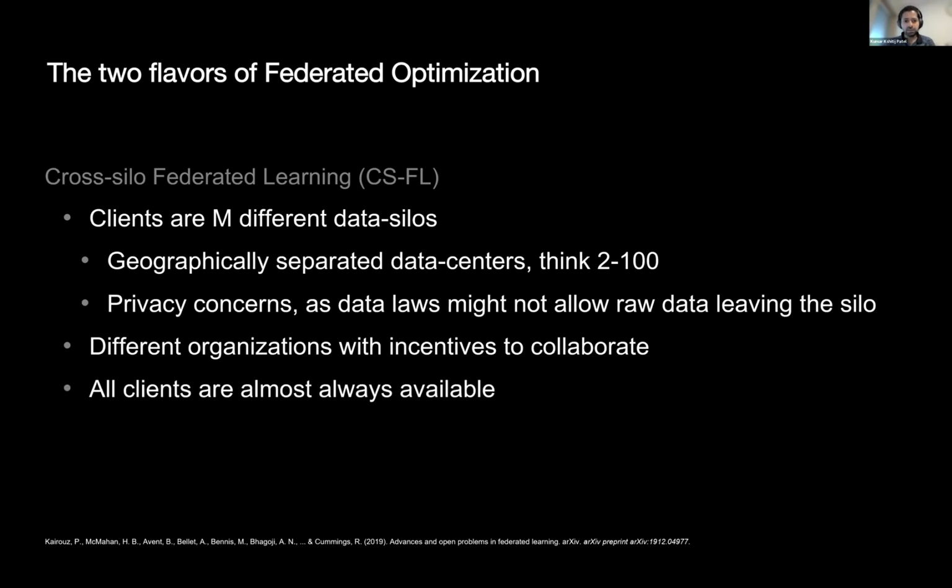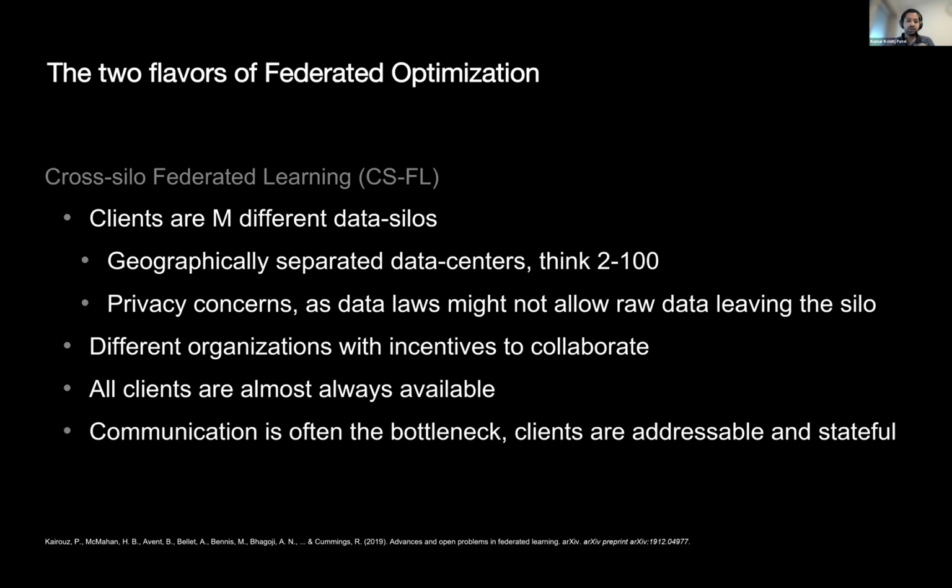And in the cross-silo setting, this flavor, usually the clients are always available. Like the AWS server, assuming it has electricity, assuming it has some internet connection, which it usually has, it's going to be available. It's not going to go out randomly. It's going to be available throughout training, and you can have consistent and reliable access to the server, as well as the data on the server. So what remains the bottleneck in cross-silo federated learning is communication.